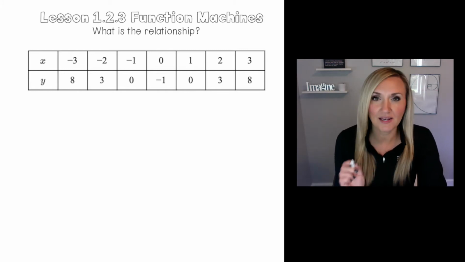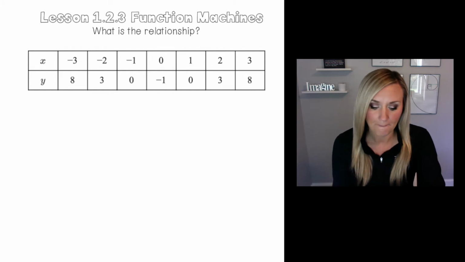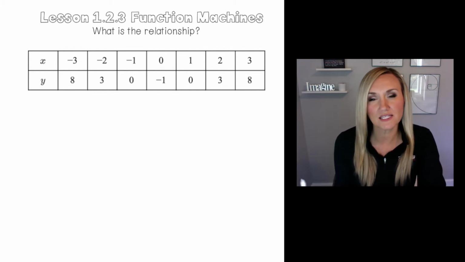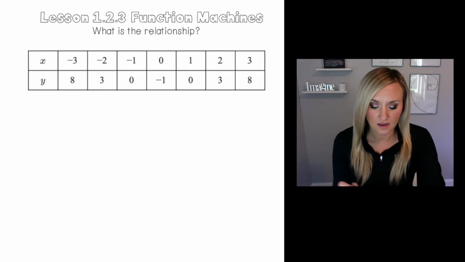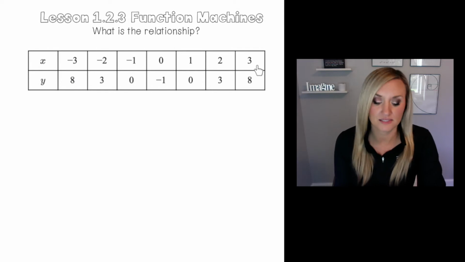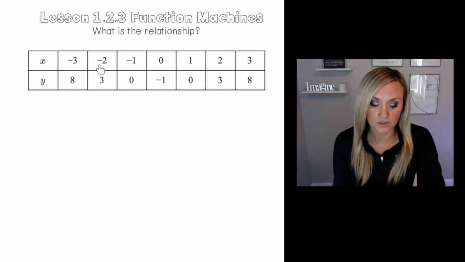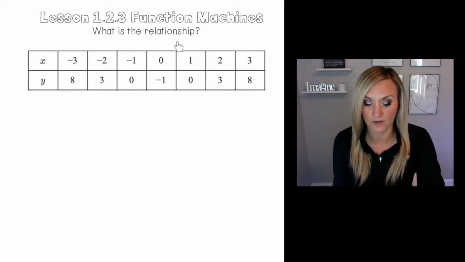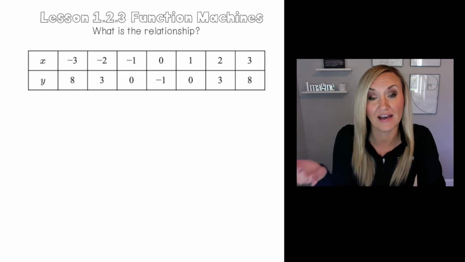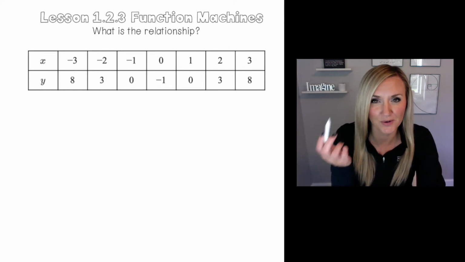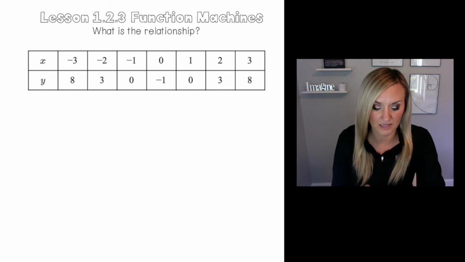Okay, so the question is, what is the relationship? What is happening here in this table? I just want you to try to see if there are any patterns. Looking across at the x's, the only pattern that I see is that it's bigger each time, adding one, adding one, adding one. That's good to know. So mental note, x's are increasing by 1 each time.